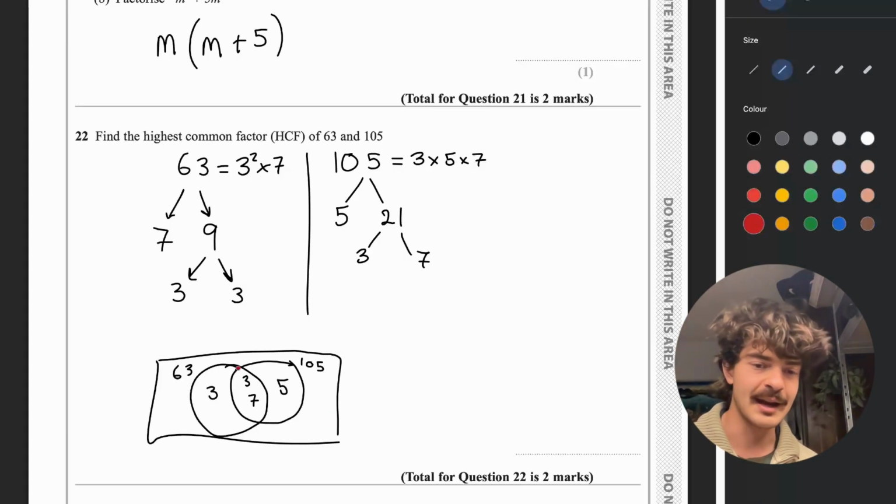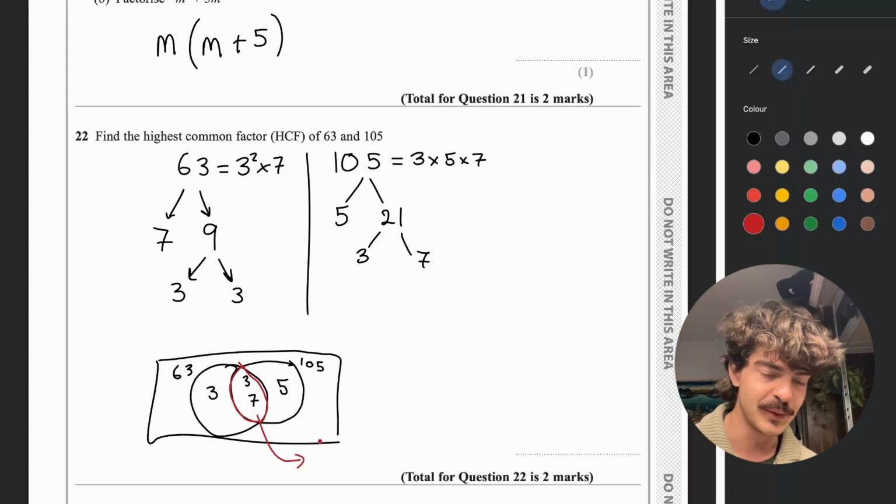But to get our highest common factor, we take these two numbers and we multiply them together. 3 times 7, which gives us 21. Nice.